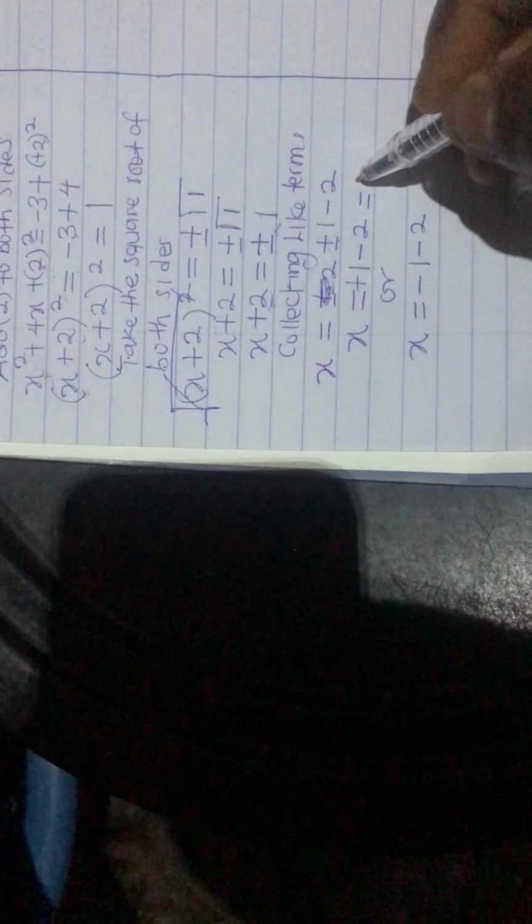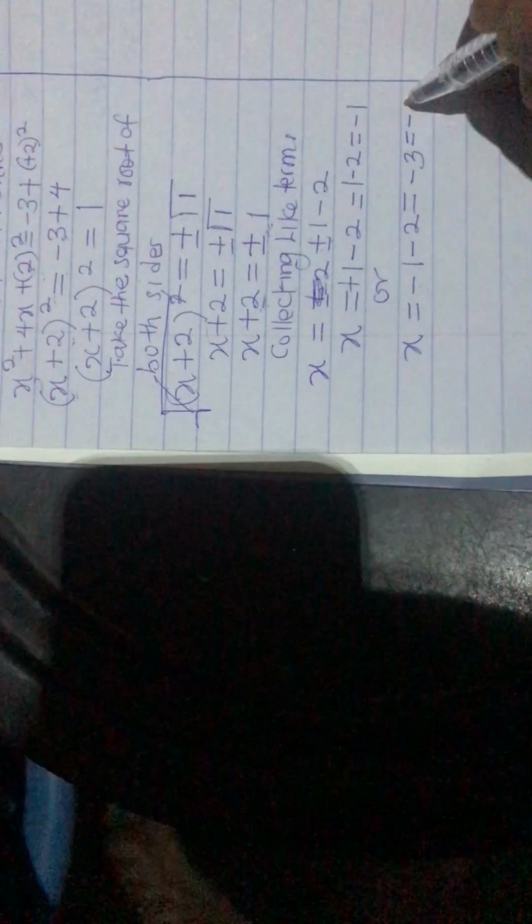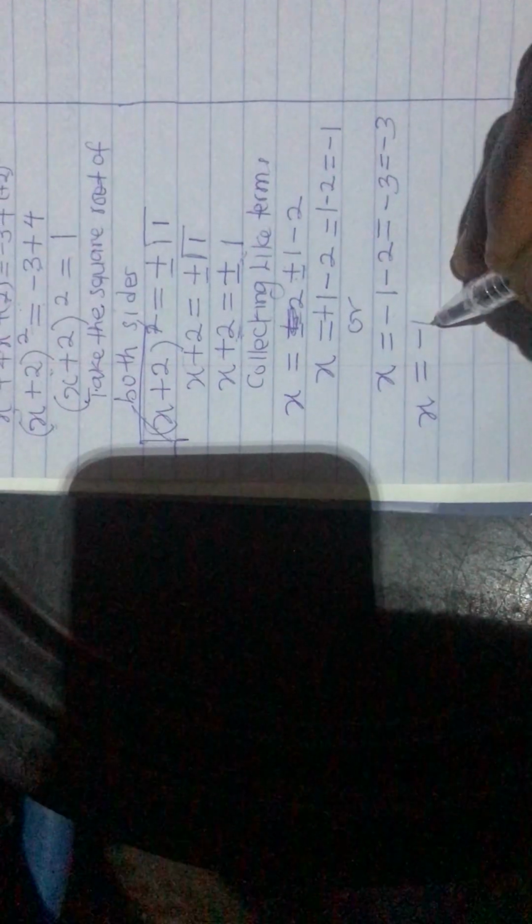So here we now have 1 minus 2, which is minus 1, or minus 1 minus 2, which is equal to minus 3. So x is equal to minus 1 or minus 3.